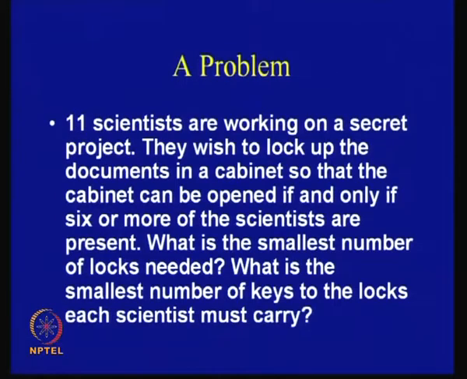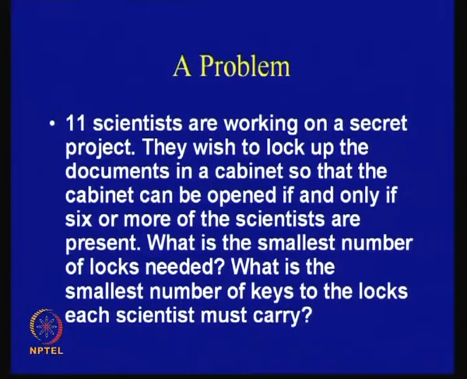To start with, let us consider a problem. It is a combinatorial problem. Suppose there are 11 scientists working on a secret project, and they wish to lock up the documents in a cabinet so that the cabinet can be opened if and only if 6 or more of the scientists are present. That means if and only if 6 or more scientists combine, they should be able to understand the secret project.